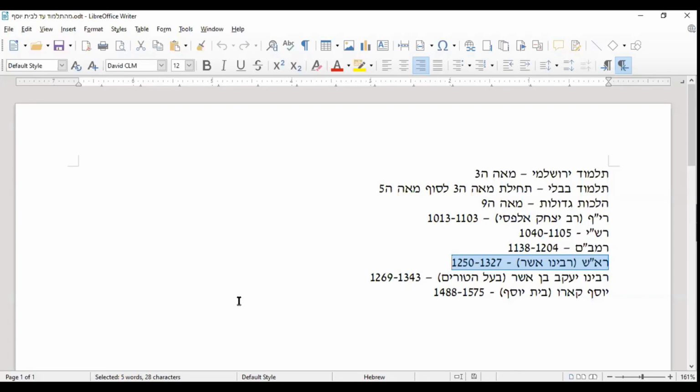He apparently told his major students that they should flee because they would be the next. So the Rosh, Rabbeinu Asher, flees to Spain. He's an interesting person in this regard also because he comes from Ashkenaz, from Germany, and he goes to Sfarad and becomes a major halachic figure in Spain.